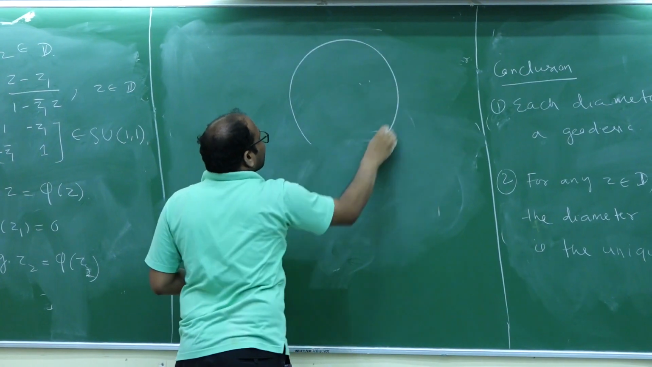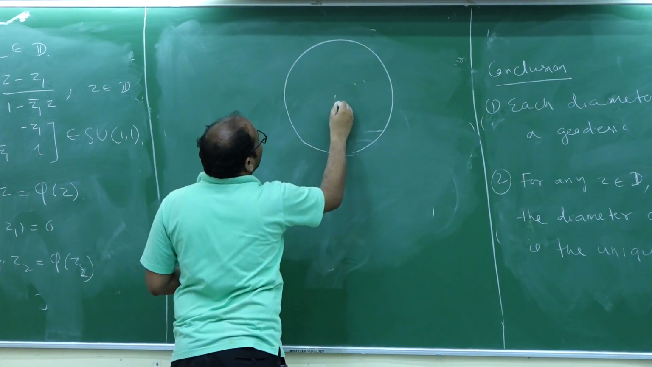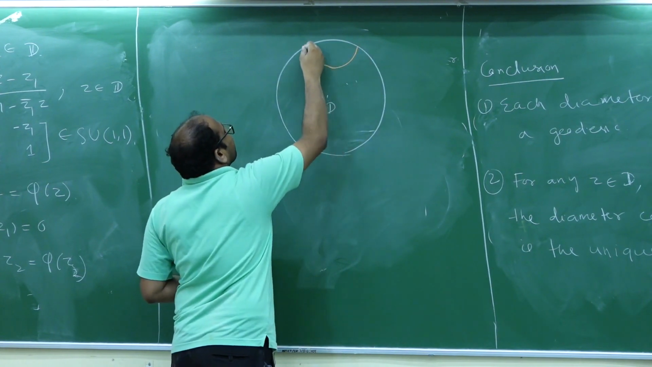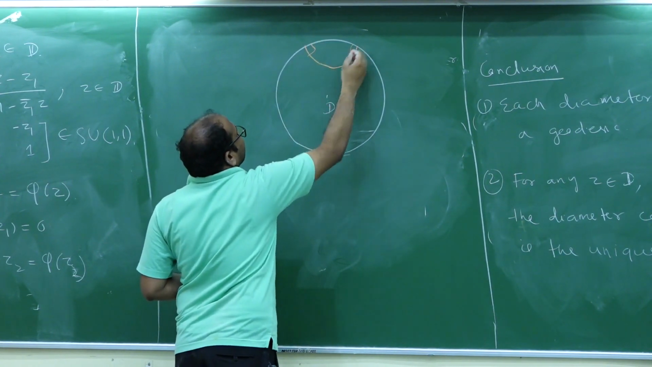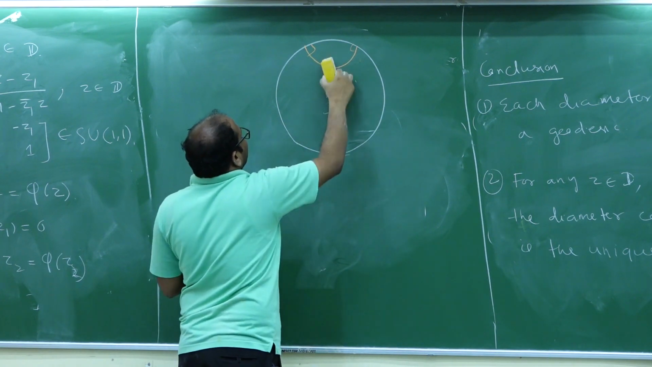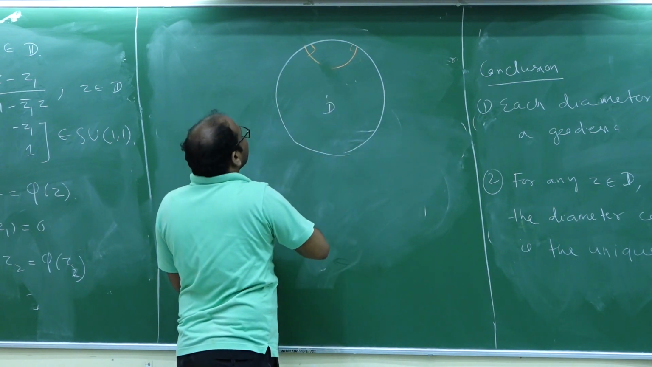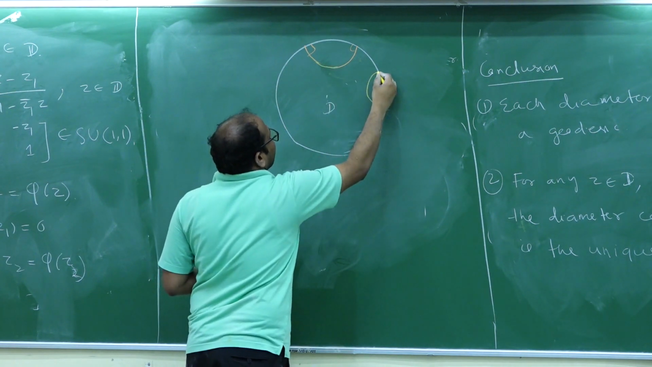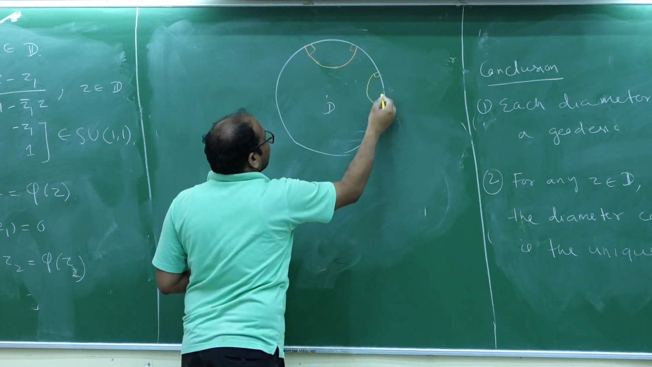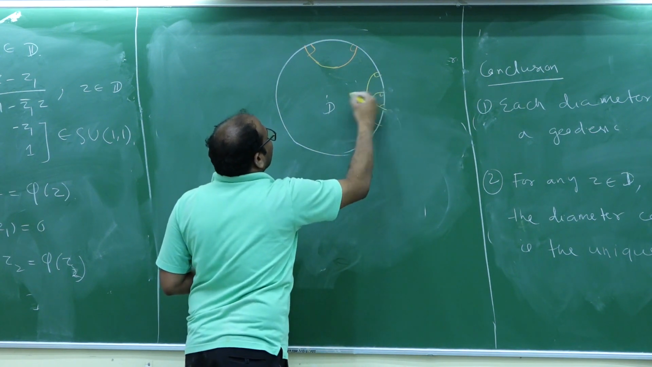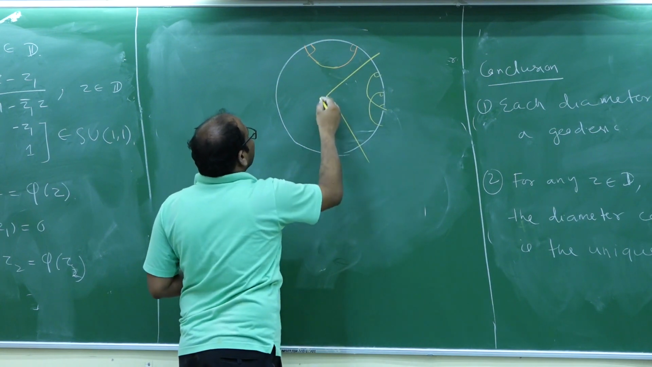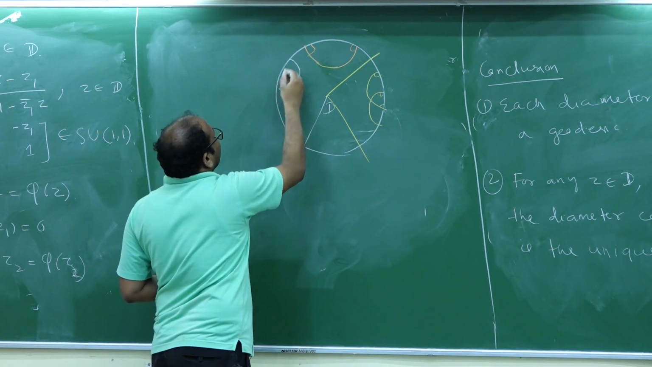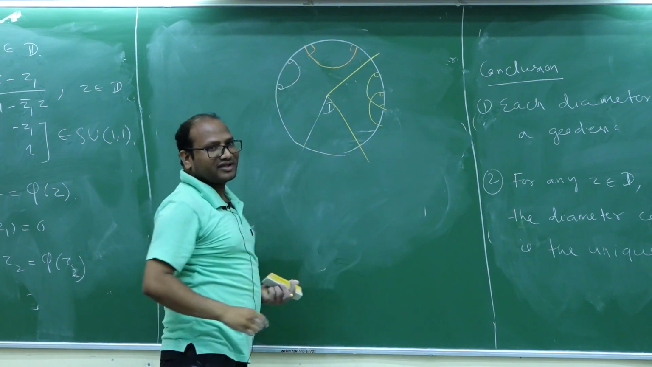So this is my picture where it is D. So what will the geodesic be? This angle is 90. Okay, so this is a geodesic. This is a geodesic. This is a geodesic. This is a question to measure.